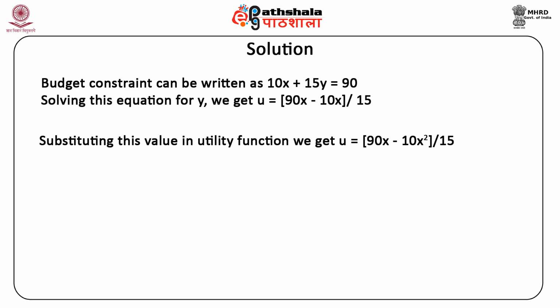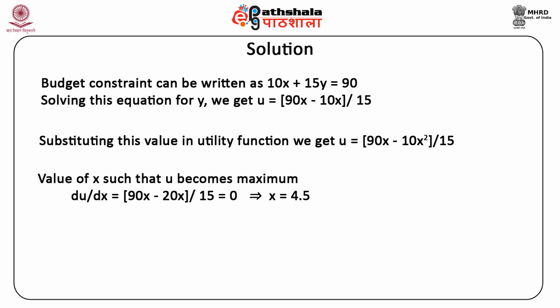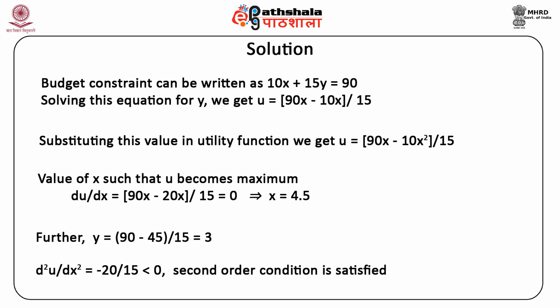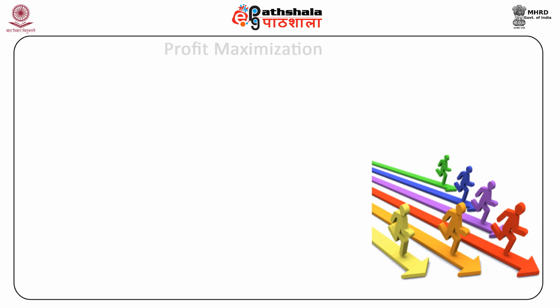Substituting this value in the utility function, we get u equal to (90x minus 10x squared) upon 15. We want to find x such that u becomes maximum. So du/dx is 0 with x equal to 4.5. Further, y is equal to 3. Since the double derivative of u with respect to x is less than 0, the second order condition for maxima is satisfied. Now we move towards the last economic application, which is profit maximization.